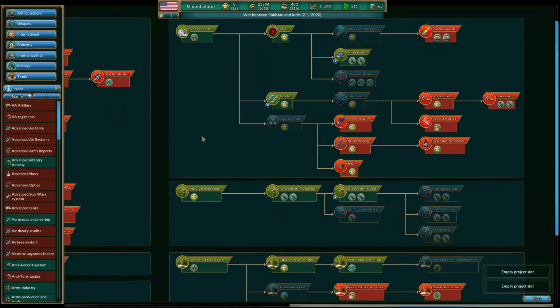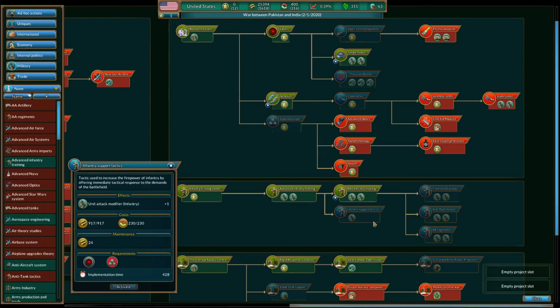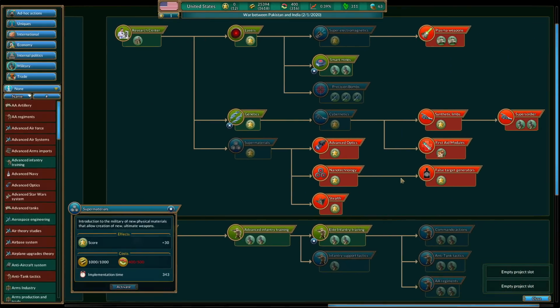There's a variety of buffs and prerequisites. A lot of these right here are prerequisites to other techs you can get. For example, nanotechnology is a prerequisite to infantry support tactics, as are lasers. It gives a bonus to the attack of your infantry. If something is a requirement, then you can click on, for example, infantry support tactics, see the requirements, and oh, it's actually super material, sorry, not nanotechnology.